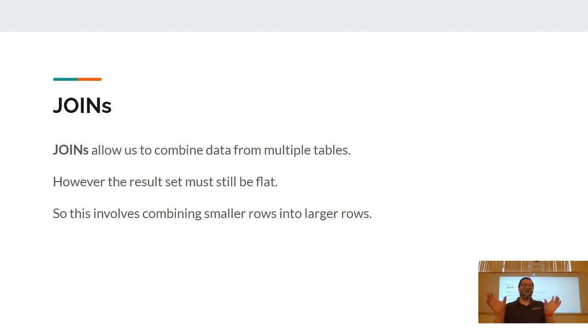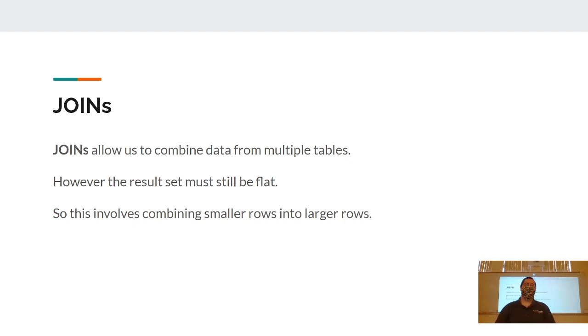And so the way we implement these joins is that we take smaller rows and we stick them together and make larger rows. So I might have one row with 3 columns, and I might have another row with 4 columns. When I join them together, the result will have 7. 3 from one table, 4 from the other table. So any join you do, you'll get that kind of behavior. Does that make sense?